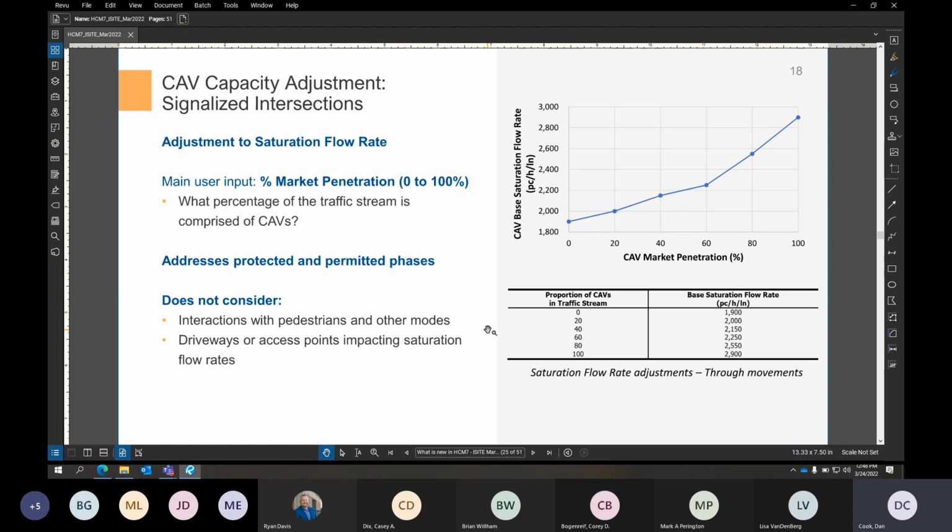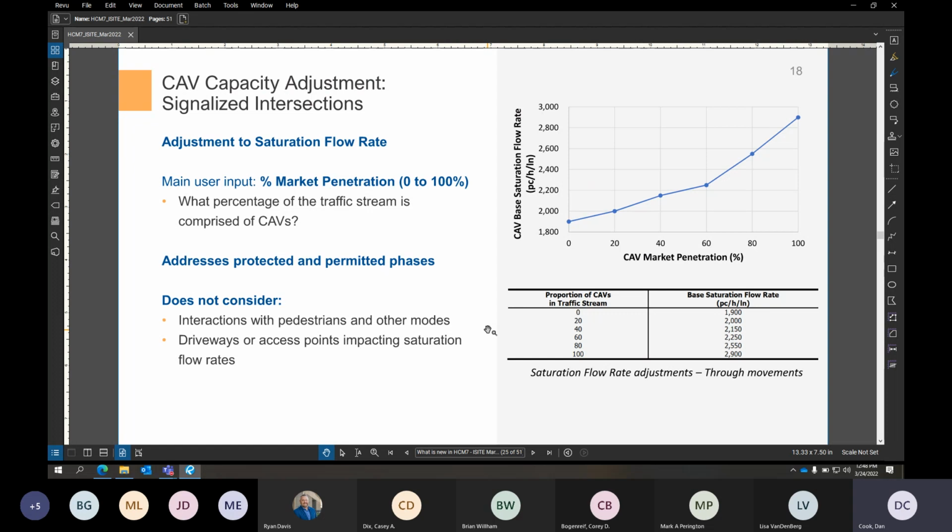So the CAV capacity adjustments for signalized intersections, the committee, we're still kind of voting on these. I don't believe that they're in the HCM7 now if you pick it up and look at it. But this looked at what effect CAVs have on saturation flow rate at a signalized intersection. And what was found in the research was that it does have a pretty profound impact.